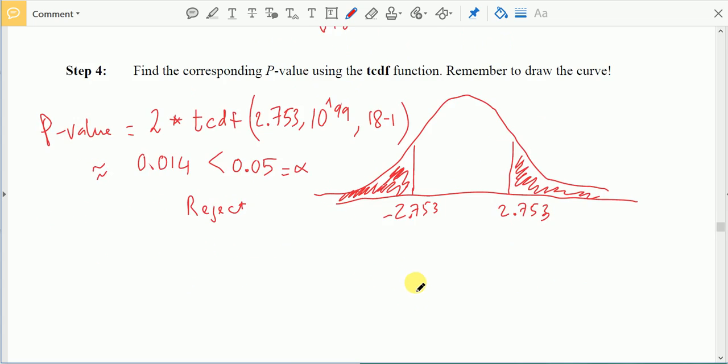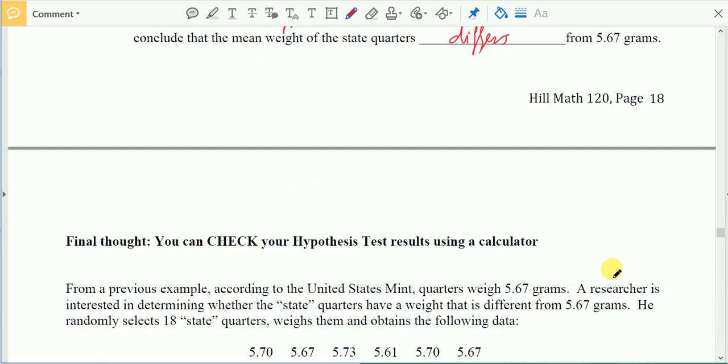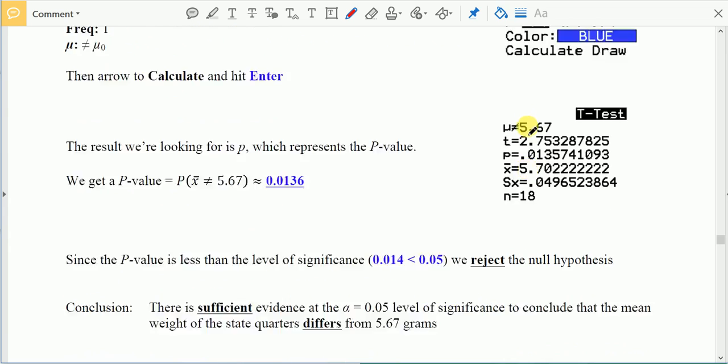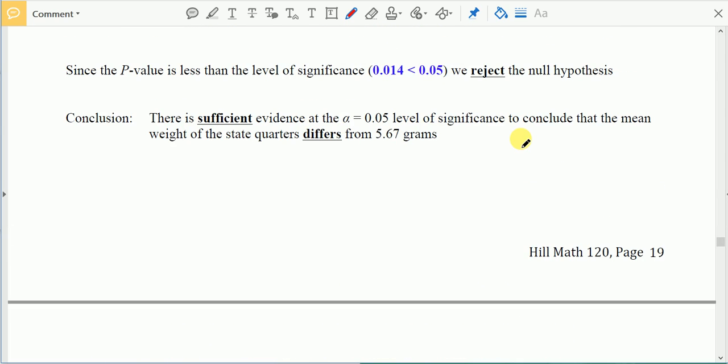If we reject, that means there is sufficient evidence at this level of significance to conclude that the mean weight of the state quarters differs from the original suggested value. And here again we have all the instructions for checking your hypothesis test using the TI-84. You can do the reading on that. And this is the end of section 8.4.